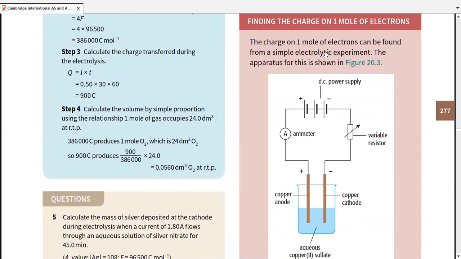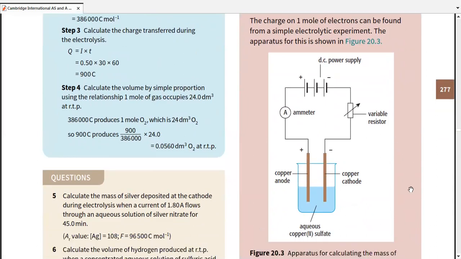Getting started with the experiment, the charge on 1 mole of electrons can be found by a simple electrolytic experiment. Take a look at this experiment: both the electrodes, the cathode and the anode, are made out of copper. The electrolyte is also a copper salt solution, which is aqueous copper(II) sulfate. We are using a direct current power supply system, as we explained yesterday. And there is an ammeter which shows the current that is present in the circuit, and there is also a variable resistor present in the circuit.